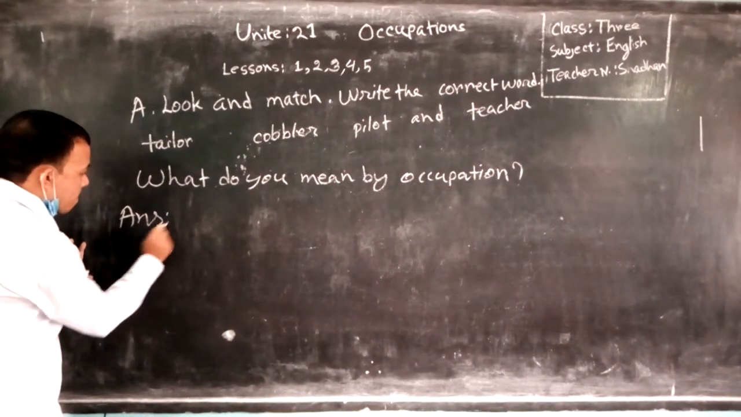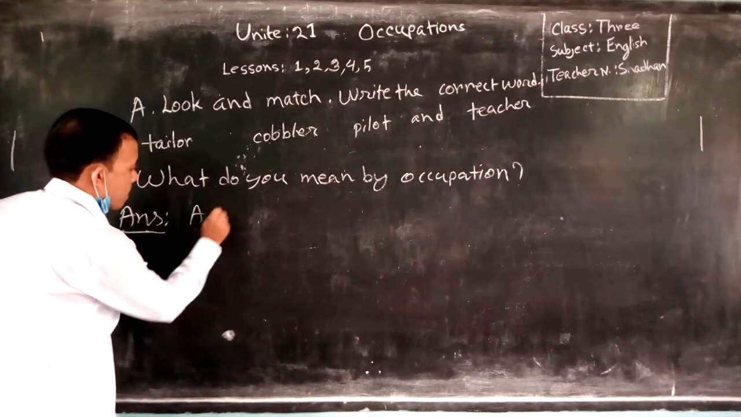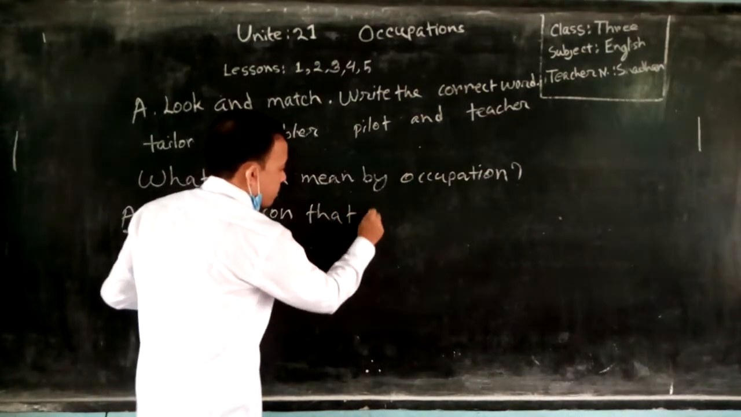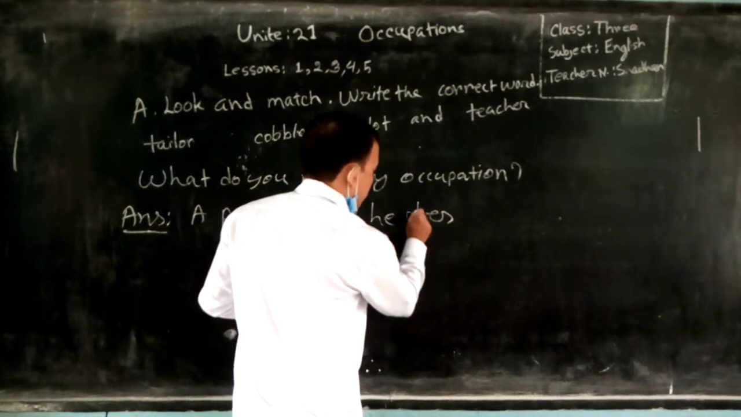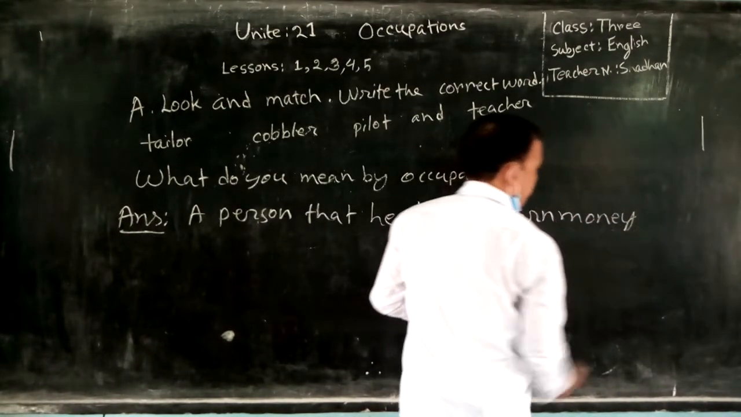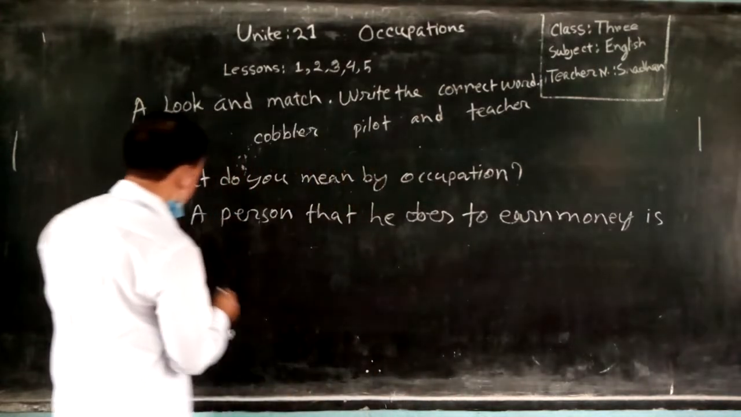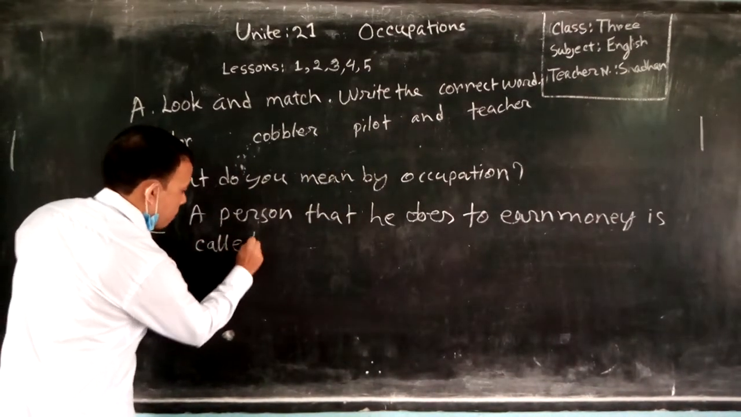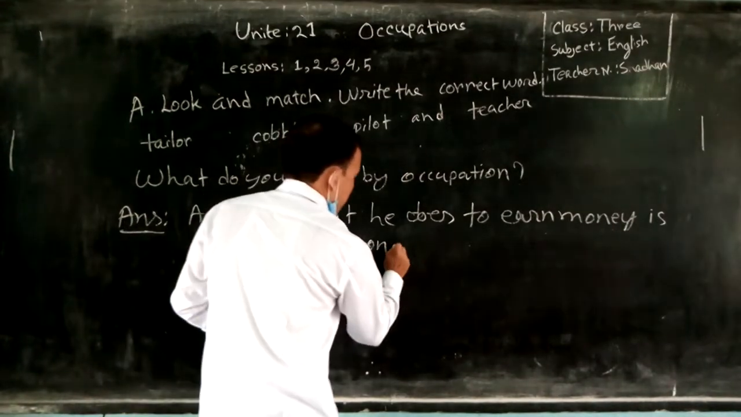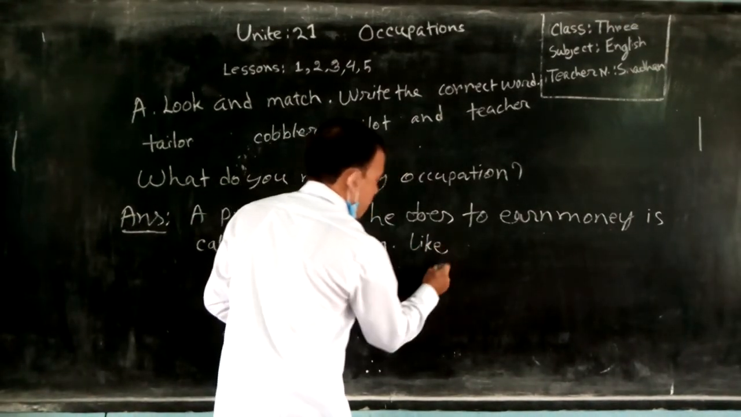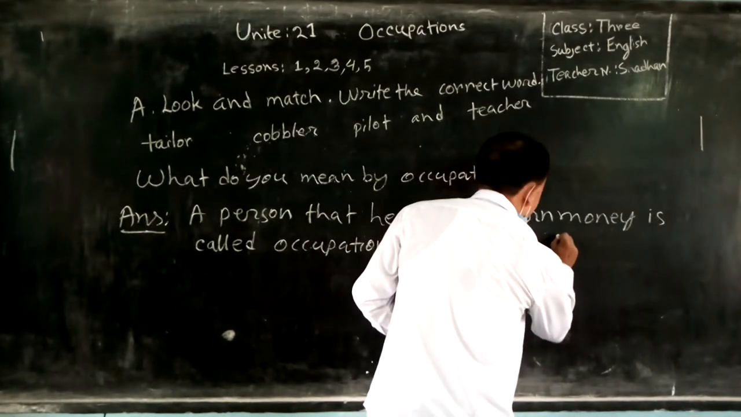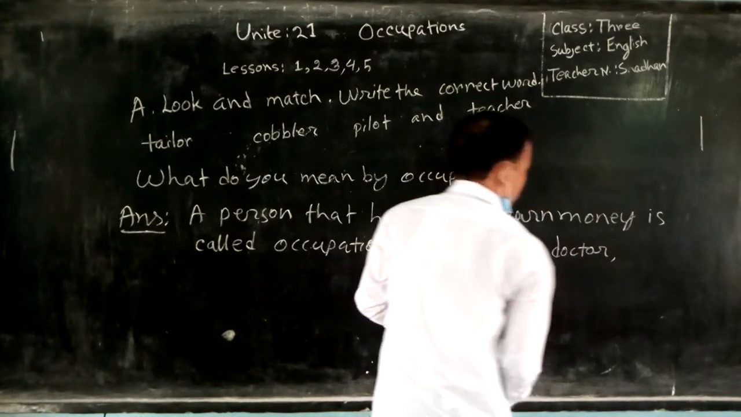Answer. A work that a person does to earn money is called occupation, like teacher, doctor, etc.